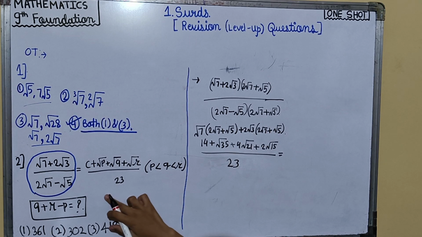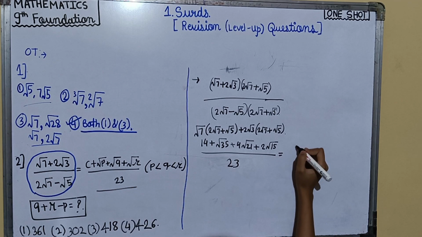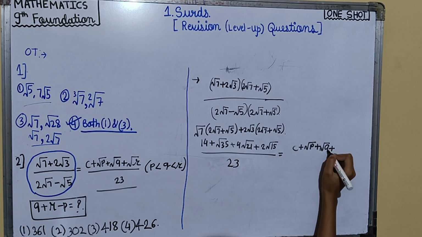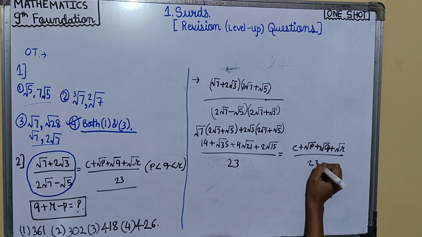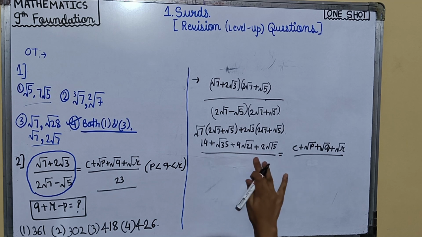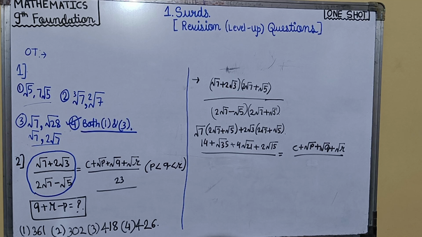Equal to, this equal to equation was this one. So we'll write C plus root P plus root Q plus root R upon 23. This 23 and 23 will get cancelled because they were in opposite sides and in the same place, means both were in the denominator. After transposing, we'll cancel them. The value will come 1.